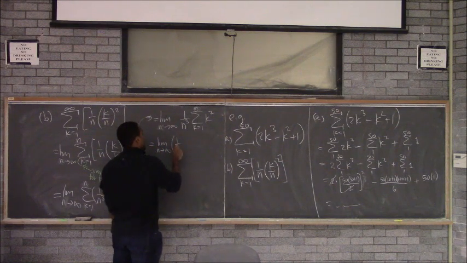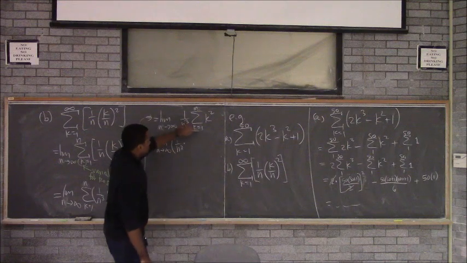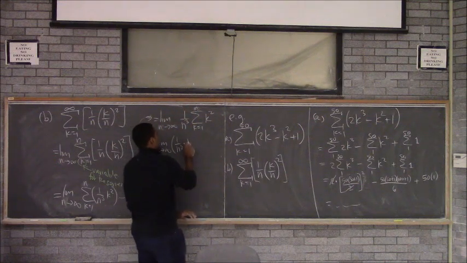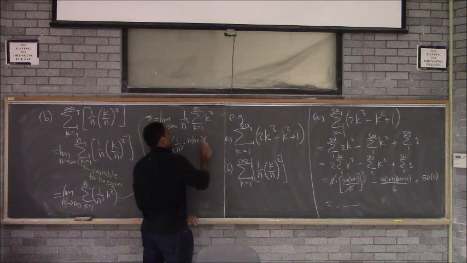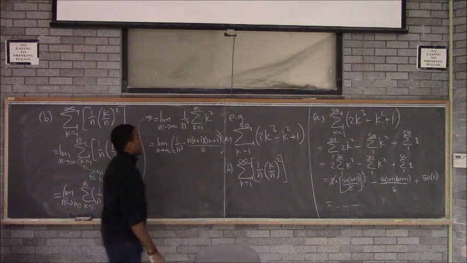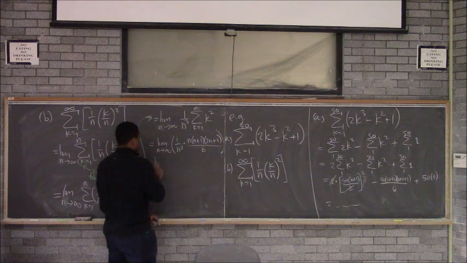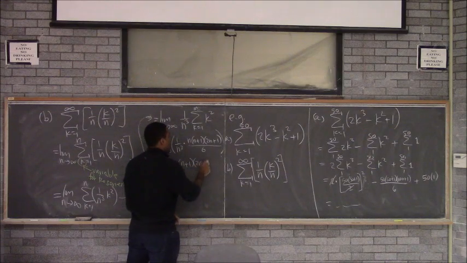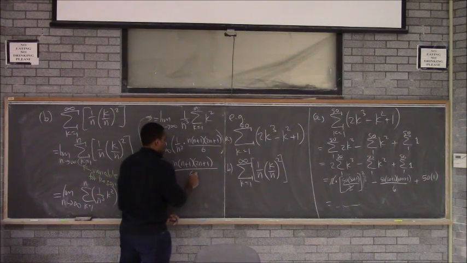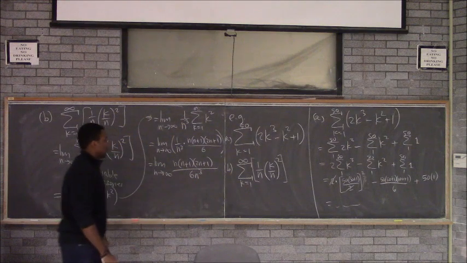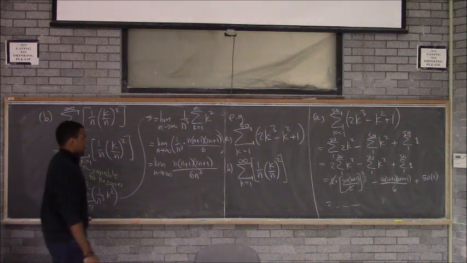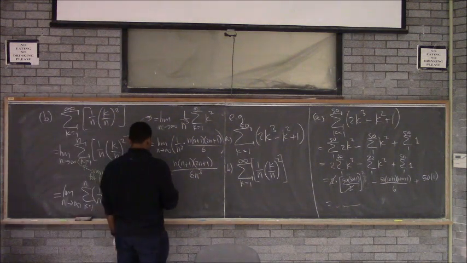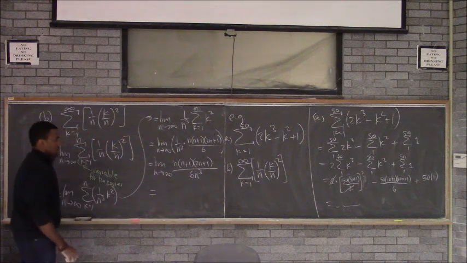So what we'll have here is, we actually know what this expression is. This is n times n plus 1 times 2n plus 1 all over 6. So in other words, I end up having to compute a limit, n times n plus 1 times 2n plus 1 all over 6n cubed. What is that limit?